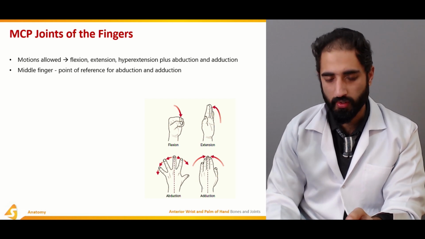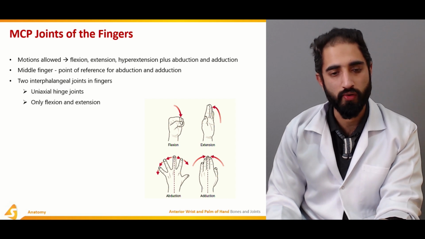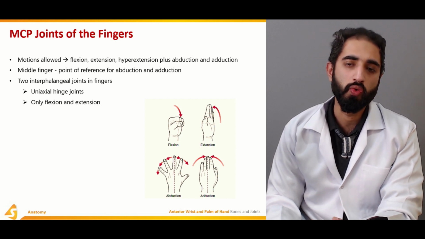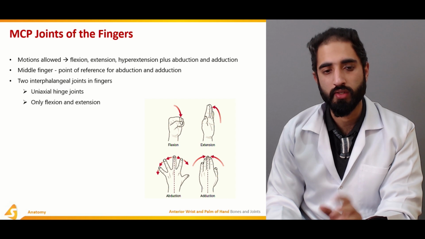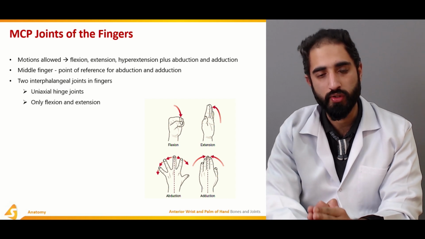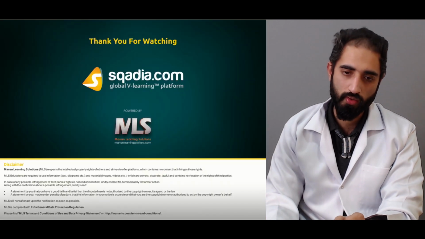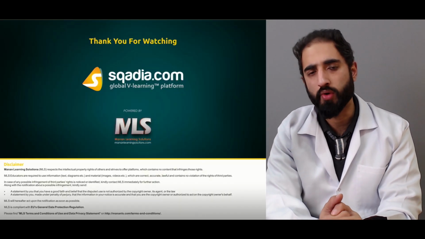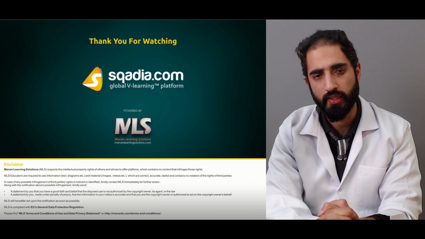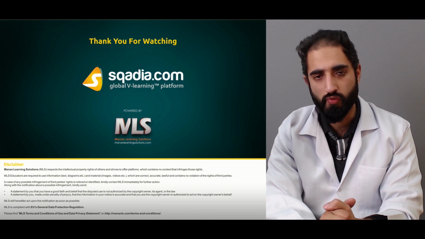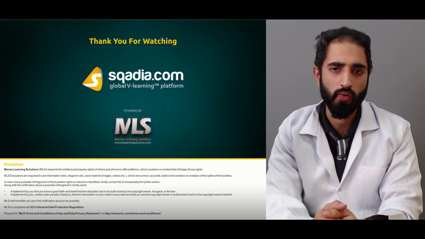As already mentioned, the middle finger serves as the point of reference, and there are 2 interphalangeal joints in the fingers, which are both uniaxial hinge joints and only allow for flexion and extension. So that was all about the bony framework and the joints of the wrist and hand, and I hope you learned something new out of it.